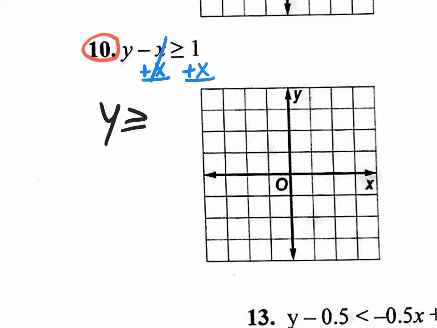You are going to rewrite 1 plus x. You're going to write it as x plus 1. Now it's in y equals mx plus b form. Your m value is technically 1 over 1. Your b value is plus 1. So this does cross the y-axis at 1.